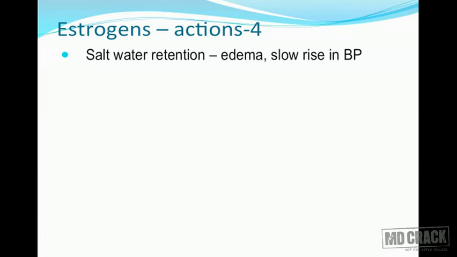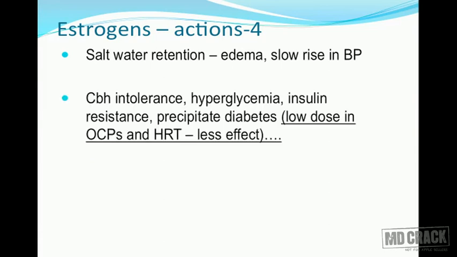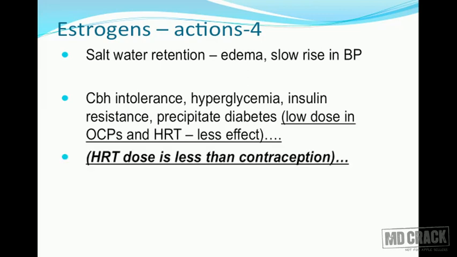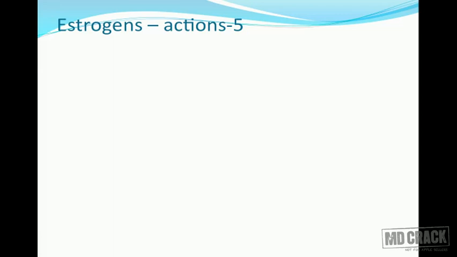The next action of estrogen, an important one, is salt and water retention. This can lead to edema and a slow rise in blood pressure. Then there could be carbohydrate intolerance, hyperglycemia and insulin resistance. They can of course precipitate diabetes, but the dose in oral contraceptive pills and HRT, that's hormone replacement therapy, is a low dose and the effect is less. Please mind well, HRT dose is less than the contraception.